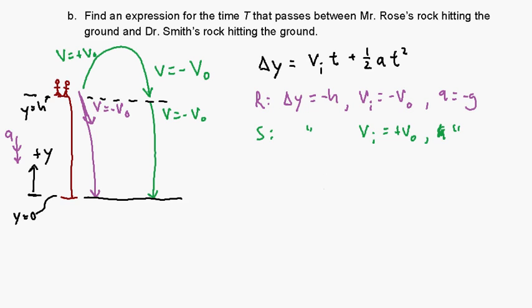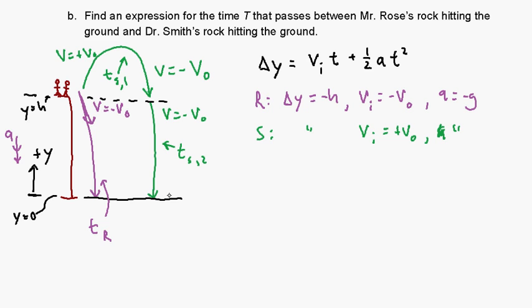Now, the thing to observe here is that Mr. Rose throws his rock down, and that takes some amount of time, which we are going to call t sub r. That is the time for Rose's rock to come down. Smith's rock takes some amount of time, which I'm going to call ts1, to go up and then come back down. This arc gets it back to the initial height of h, and then it takes some amount of time to go down from there.